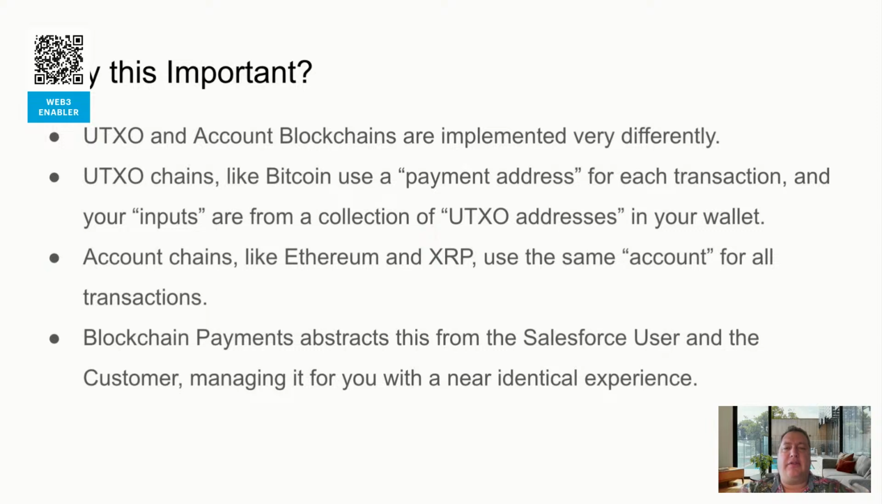UTXO and account wallets are implemented very differently. UTXO chains like Bitcoin use a payment address for each transaction, and your inputs are a collection of UTXO addresses. Account chains like Ethereum and XRP use the same account on all transactions. While you can reuse an address for all your transactions on Bitcoin, it is highly discouraged for both safety and privacy reasons.